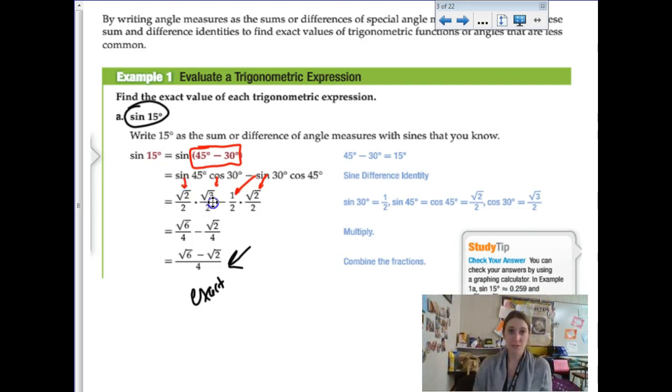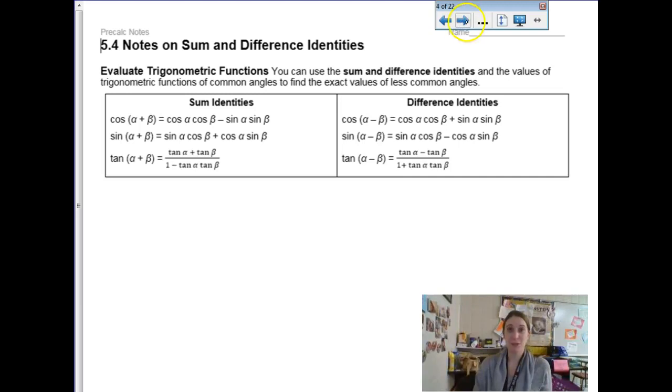And then we kind of have this mess of rationalization going on. So square root of 2 times square root of 3 is square root of 6 over 4 for this first fraction. And then square root of 2 over 4 is this next fraction here. And then if I try to subtract these, they already have common denominators, so you could rewrite it as square root of 6 minus square root of 2 all over 4. That is your exact answer. What a hot mess, right? And if we wanted the decimal equivalent to that, we'd have to type it in at that point.